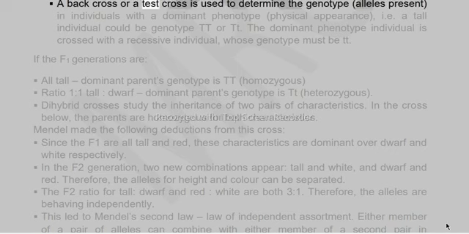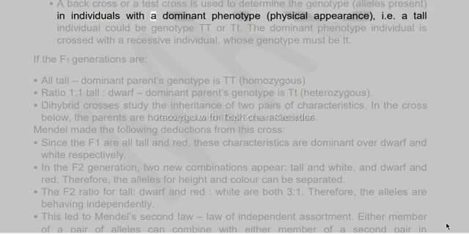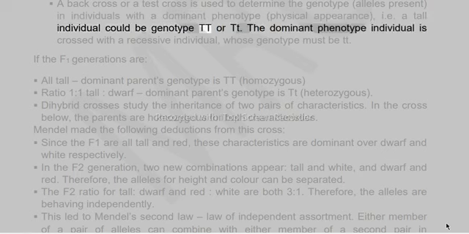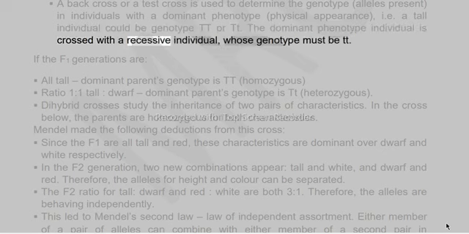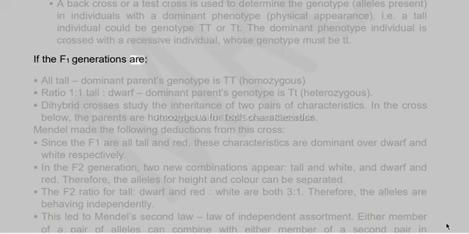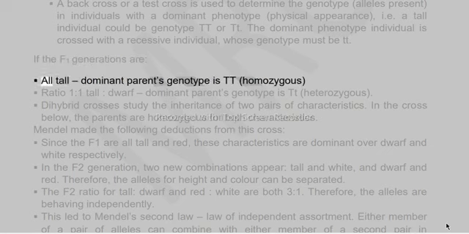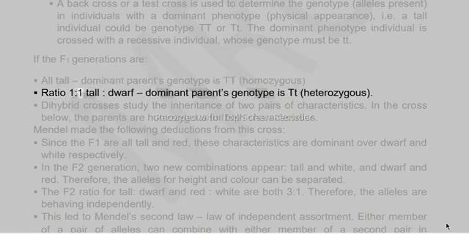A backcross or a test cross is used to determine the genotype, alleles present, in individuals with a dominant phenotype, physical appearance, i.e. a tall individual could be genotype TT or Tt. The dominant phenotype individual is crossed with a recessive individual, whose genotype must be tt. If the F1 generations are all tall, the dominant parent's genotype is TT, homozygous. If the ratio is 1:1 tall to dwarf, the dominant parent's genotype is Tt, heterozygous.